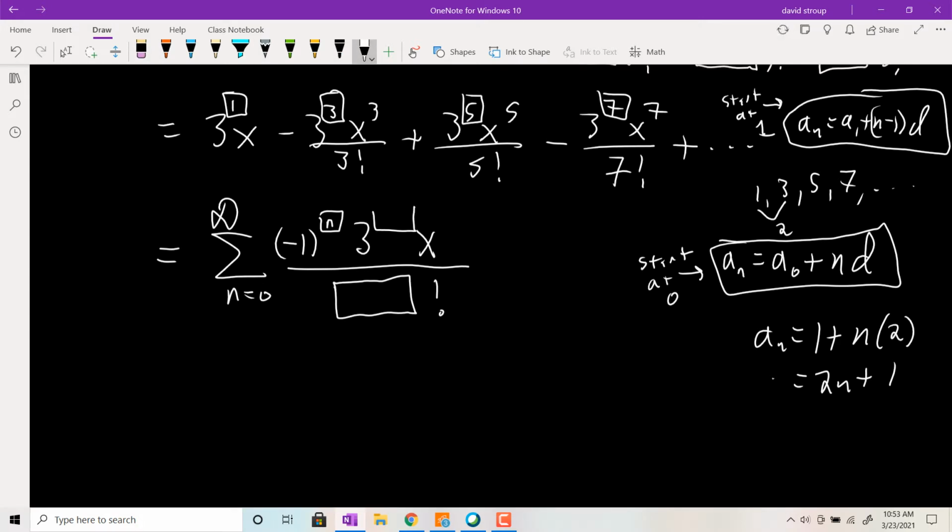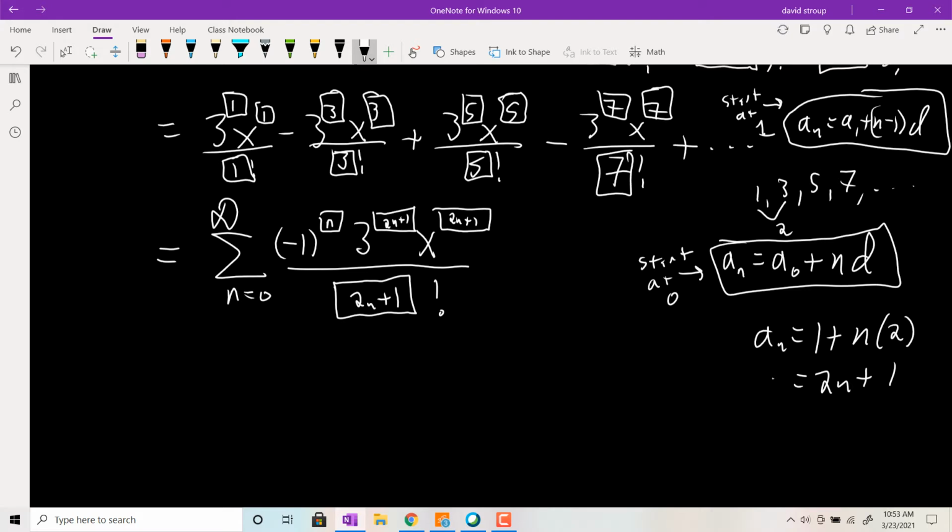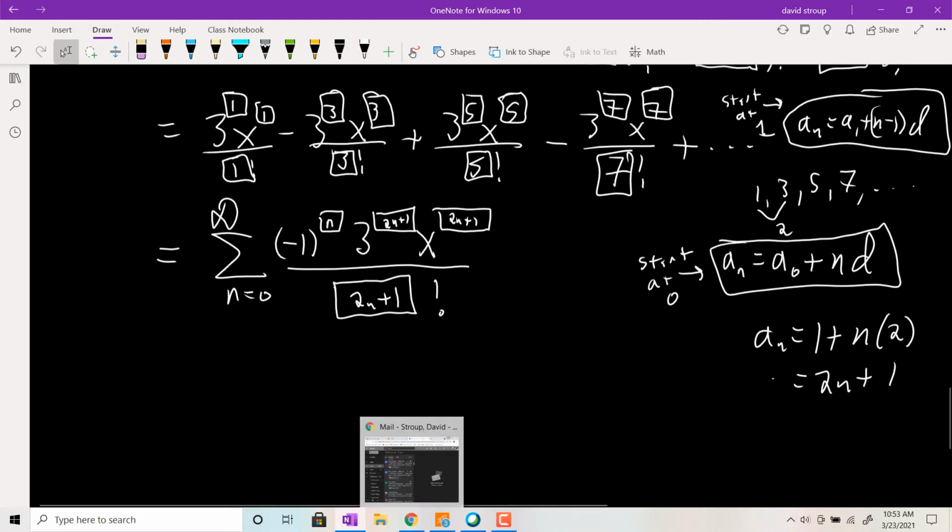Okay, so it should be 2n plus 1, and this is 2n plus 1, and this, it's all the same, right? Because they're all 3's. If you want, they're all 1's here. And then they're all 3's, and then they're all 5's. Then they're all 7's, etc. Right? So that's your summation notation if they ask for it.